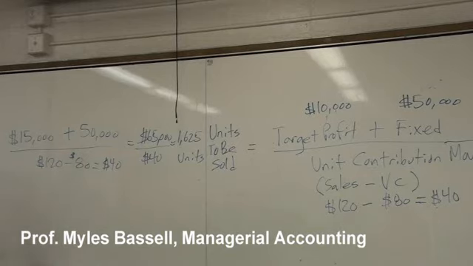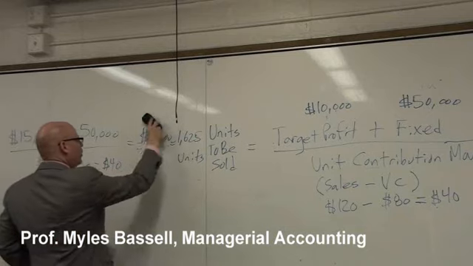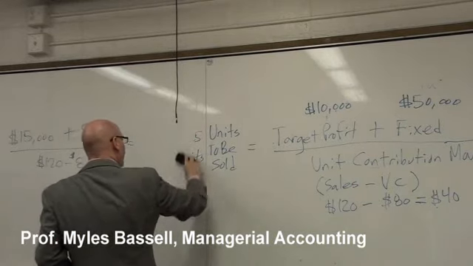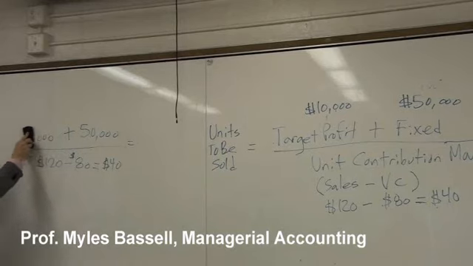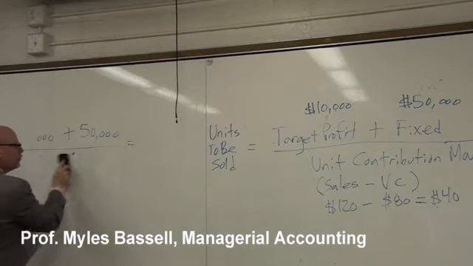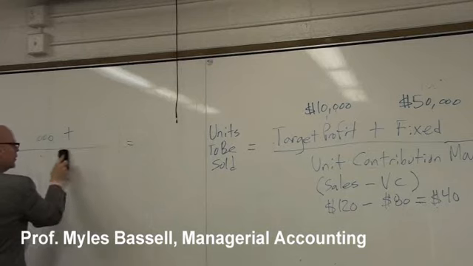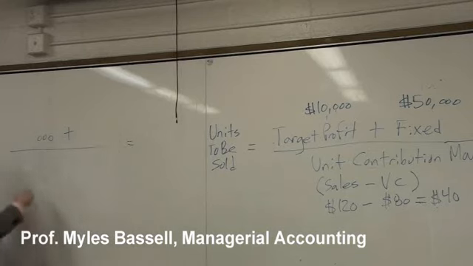So let's say now we decided, you know what? We're going to really push the envelope and we're going to set a goal of that $100,000. So now, who could tell us what's going to happen here? How many units are we going to have to sell to make a profit of $100,000? Who's going to tell us?